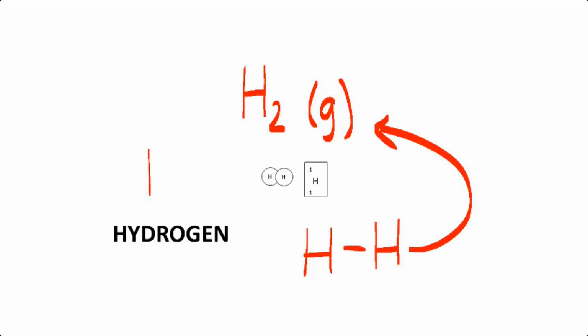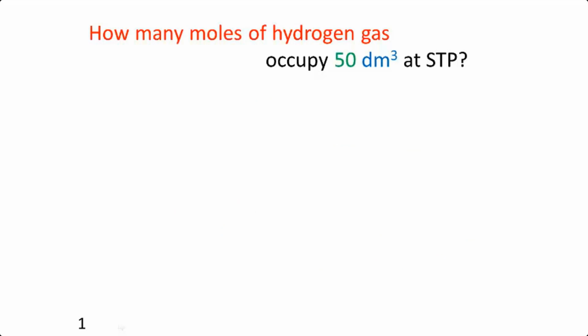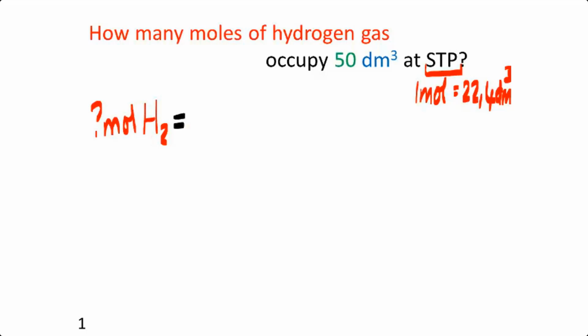So the molar mass of hydrogen is 2 grams per mole. How many moles of hydrogen gas occupy 50 decimeters cubed at STP? STP is standard temperature and pressure, and remember that 1 mole of any gas occupies a volume of 22,4 decimeters cubed, 22,4 liters at STP. So try to answer this question yourself before you resume the video.